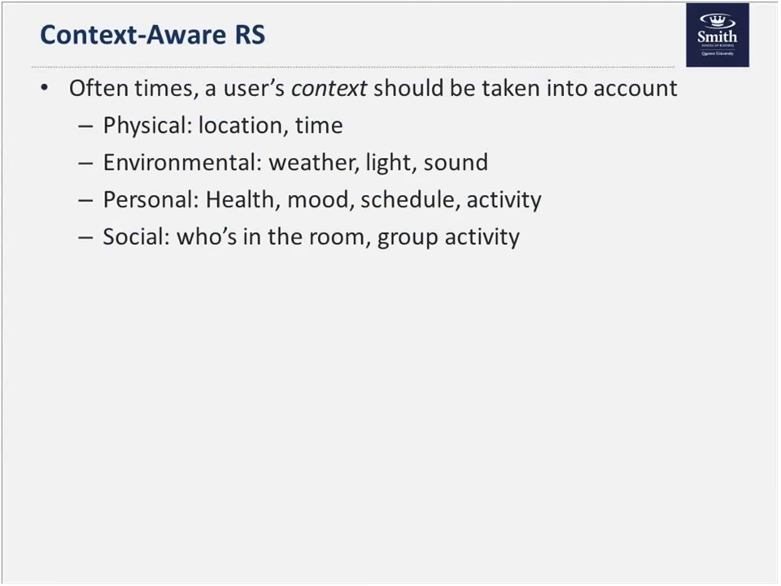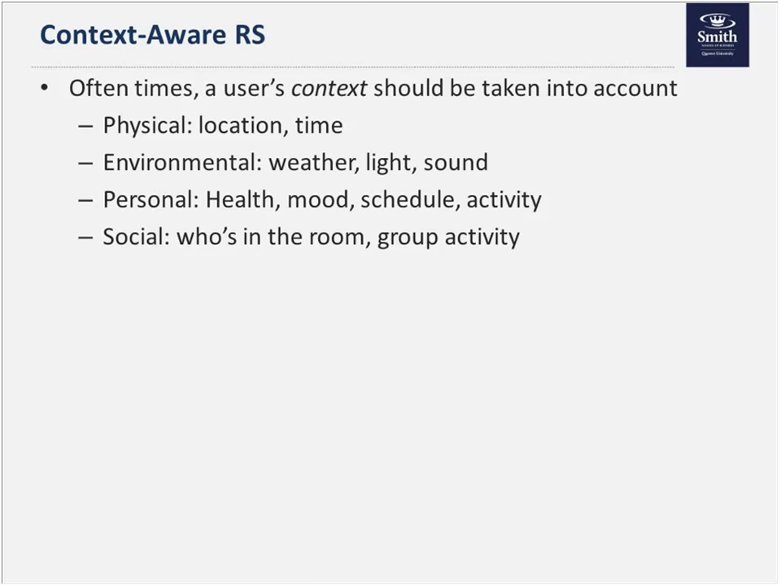First is context. A lot of times, if you knew the context of a user, that could affect which recommendations you give them. For example, one context is their physical context. Where are they? What's their location? Or what time is it? If I was using my phone to look up restaurants, it would be great if the recommender system knew that I was in Kingston and that it's lunchtime. That way, if it started giving me breakfast recommendations in San Francisco, those wouldn't be very useful to me.